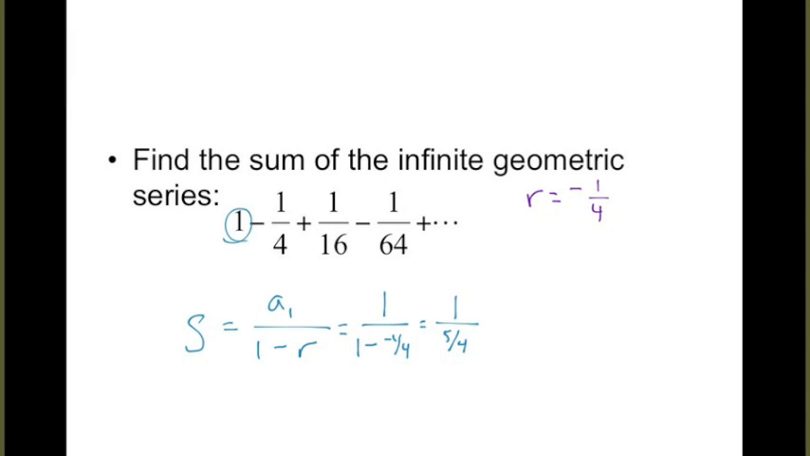How do I divide by a fraction? Multiply by the reciprocal. So this is 1 times 4/5, which is just 4/5.